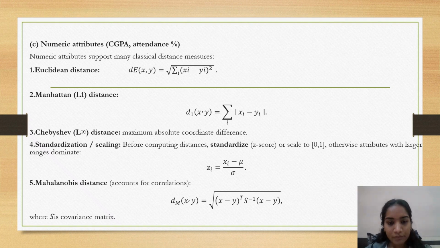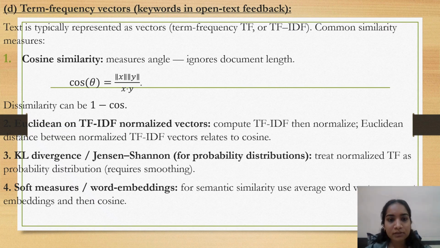Then we see the term frequency vectors, which is the last part. For open text feedback, we convert each student's response into a term frequency vector. That is basically a list of how many times each keyword appears. Then we compute dissimilarity using cosine distance, which measures the angle between the two text vectors. If the angle is small, then the responses are similar. If it is large, the responses are very different. So cosine distance works great for text because it focuses on the pattern of words rather than raw counts.